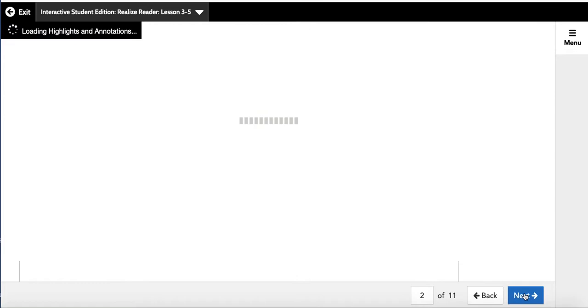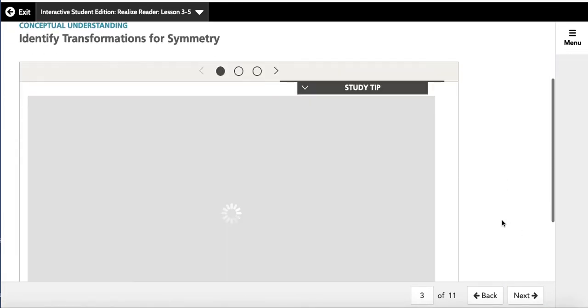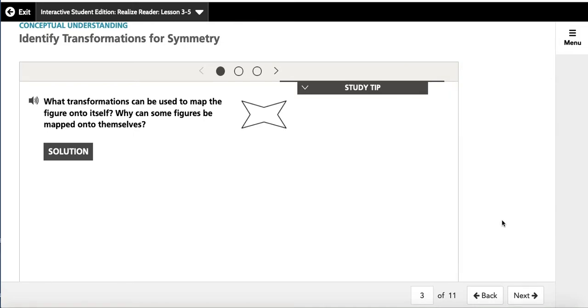Moving ahead to example 1. What transformations can be used to map the figure onto itself? Why can some figures be mapped onto themselves? A figure has symmetry if a rigid motion can map the figure onto itself. So if we can do a rigid motion that gets the object right back to exactly where it is now, or at least the look of it, then it has symmetry.